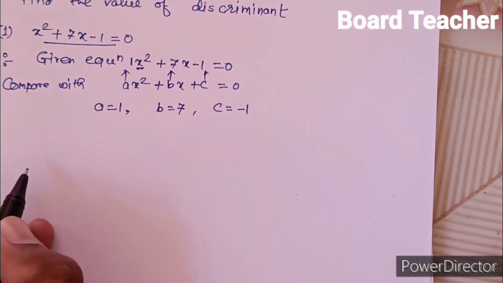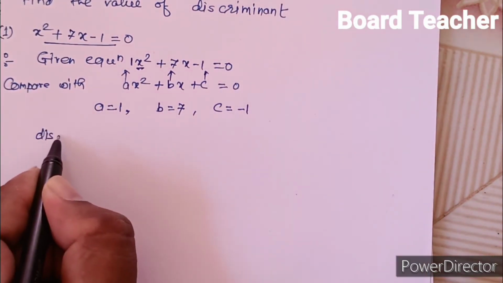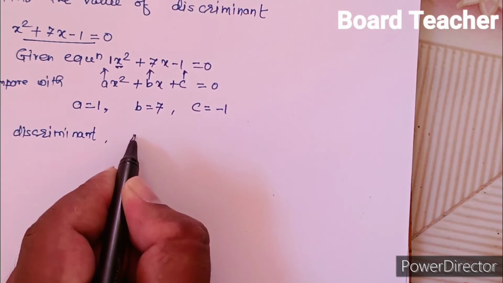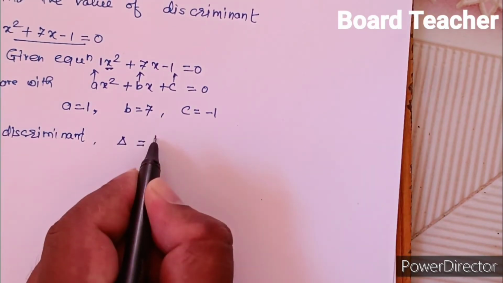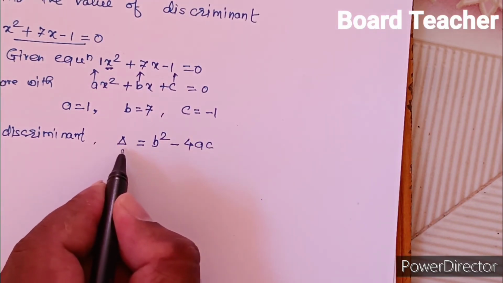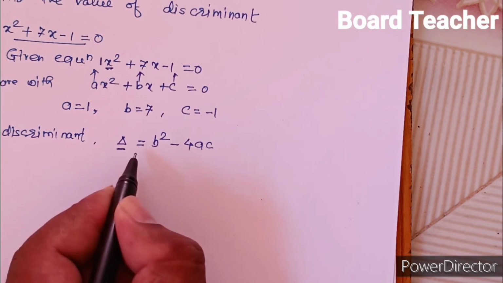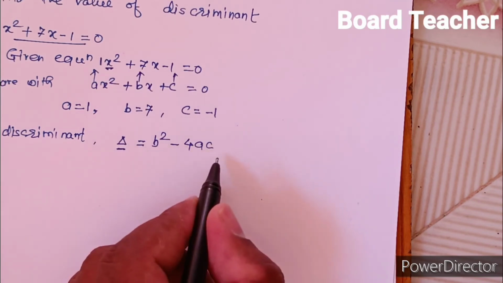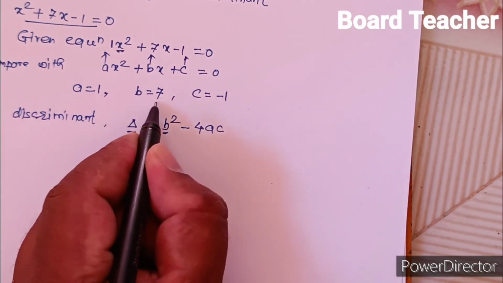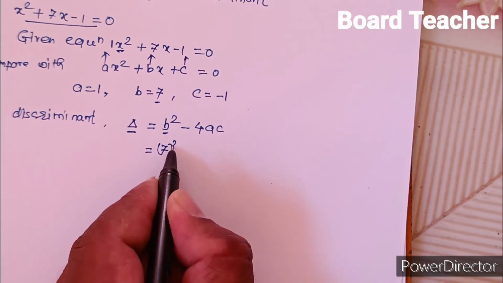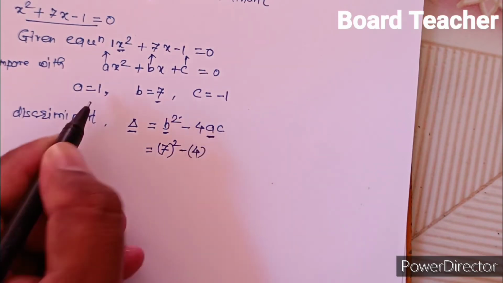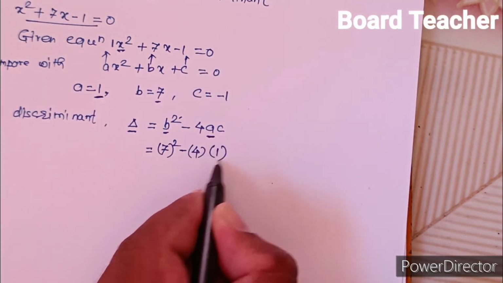Now we have to find the value of discriminant. The symbol of the discriminant is delta, and the formula of discriminant is b square minus 4ac. This is the formula of discriminant, which is also called delta. The formula is delta equals to b square minus 4ac. Now put the values of b, a and c. Value of b here we get 7. Therefore the square of 7 minus 4 as it is. The value of a here is 1, therefore put 1 instead of a.